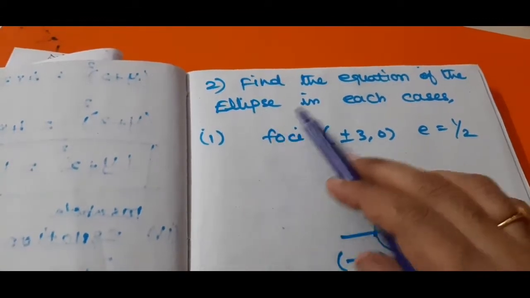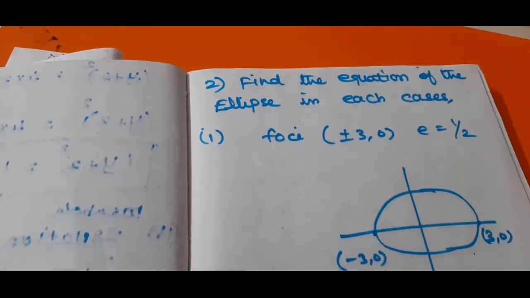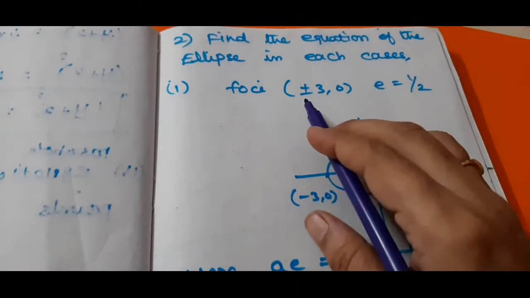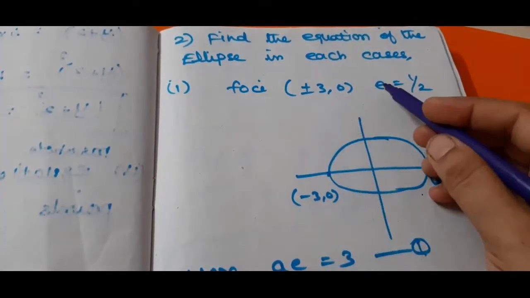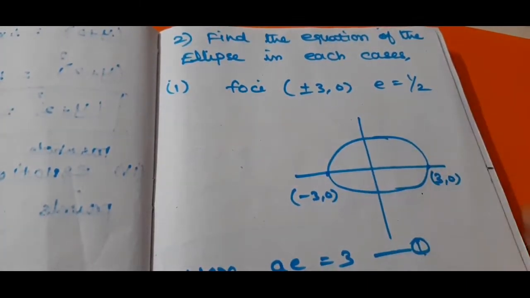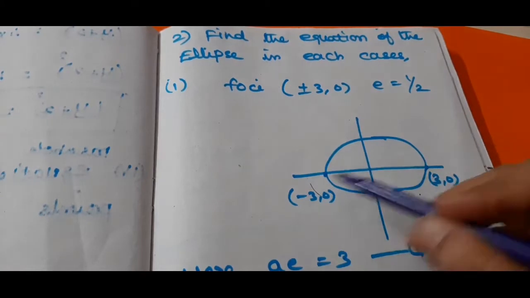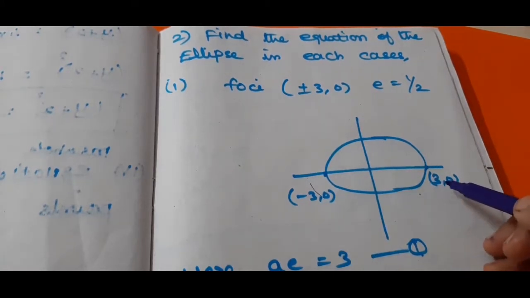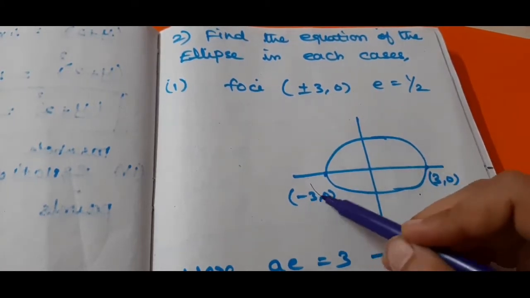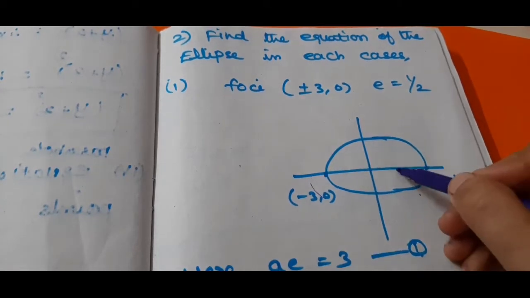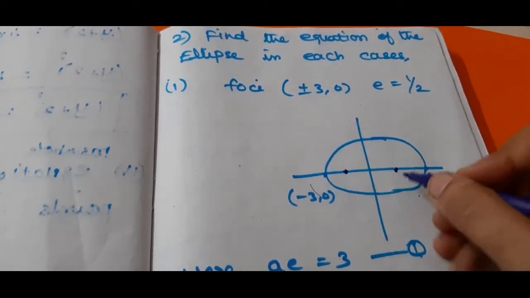Find the equation of the ellipse in each case. So we have foci at (±3, 0) and eccentricity 1/2. So the ellipse will be of the form like this, that is foci are (3, 0) and (-3, 0) here. Foci is here.